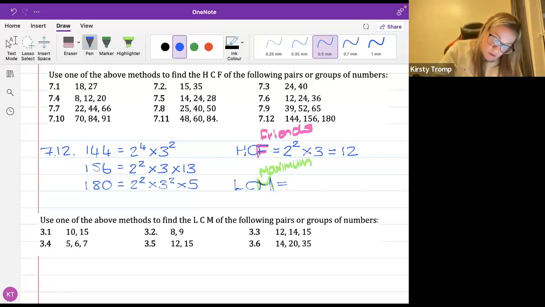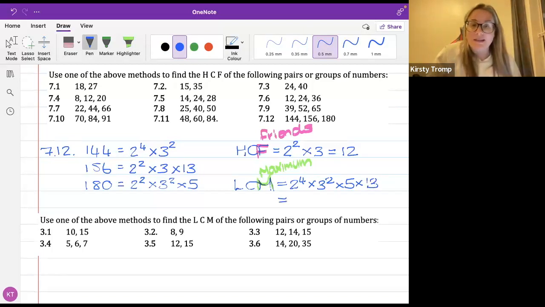So if I look at the 2's, what's the maximum 2's? It's 2 to the 4. If I look at the 3's, what's the maximum 3's? It's 3 to the 2. And then I've got 5, and then I've got 13. So who is going to tell me what the LCM is?